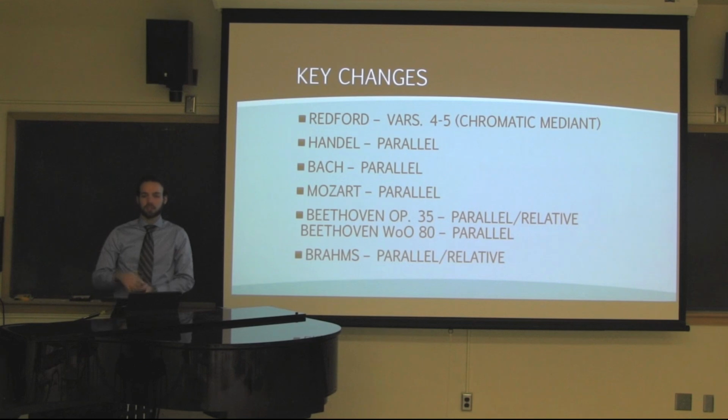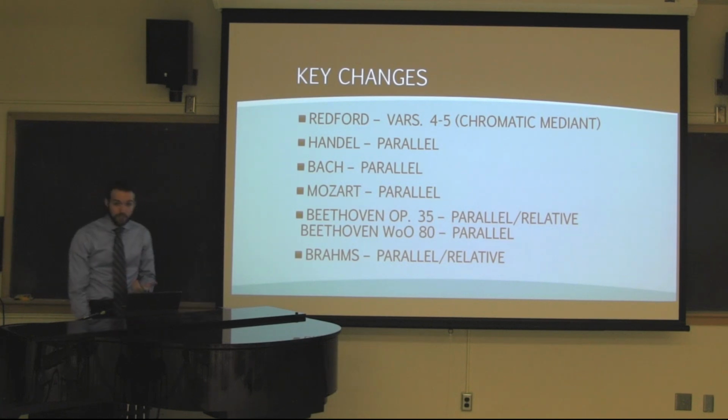Not once does he use a relative or a parallel minor key. He's using chromatic mediants. With all the previous composers, we saw either minor keys in the parallel or the relatives, but Redford is using chromatic mediants, and in the fifth variation, he presents it in D major. The theme is in F, and then the Siciliano is in A flat.